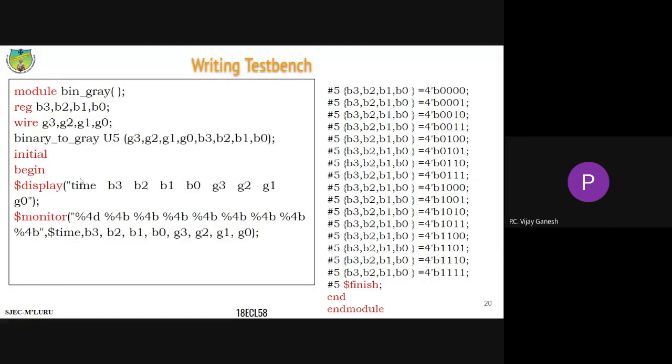Then comes our monitor as well as the input vector generation. Here, as usual, we have used $display and $monitor to display on our screen. On the right-hand side, can you see there is a #5. Normally, we would write #5 B0 = 1'b0. Instead of that, after 5 time units, I have assigned all the bits to 0000. If you remember, in the previous scenario, first all the values will be X, unknown values.